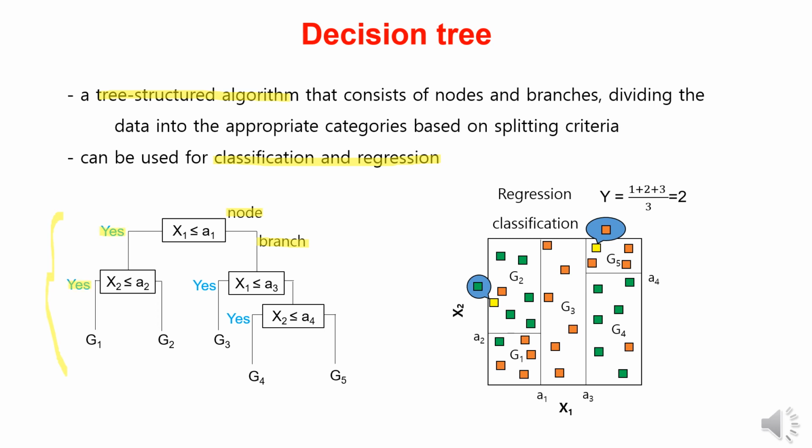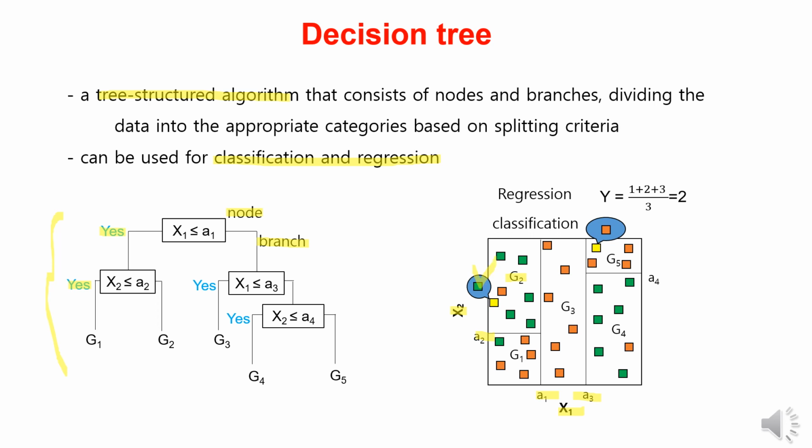In this slide, we classify based on the concepts of greater than or less than, using split variables x1, x2, and split points a1, a2, a3, etc. When a new yellow point comes in, it is classified into the group to which it belongs. In other words, the new point is classified into the G2 group and becomes green.